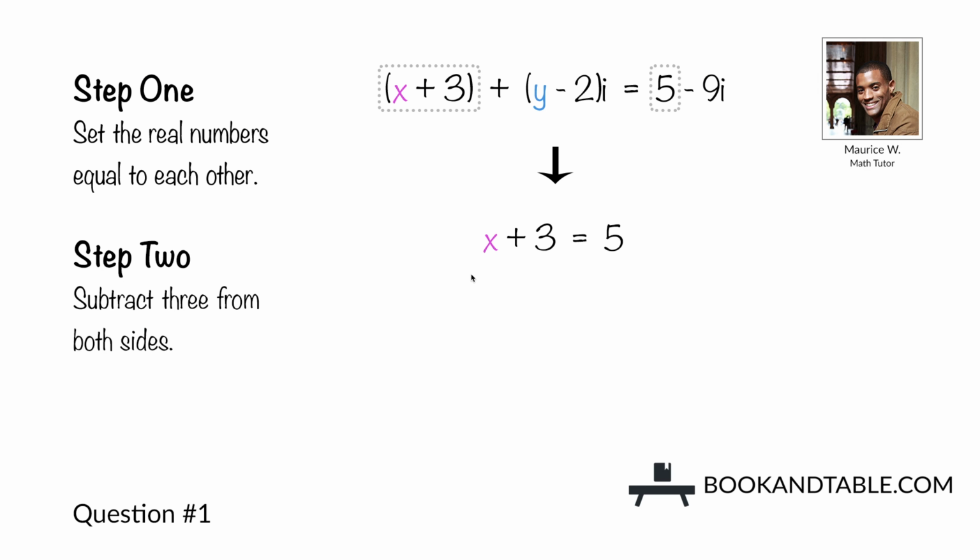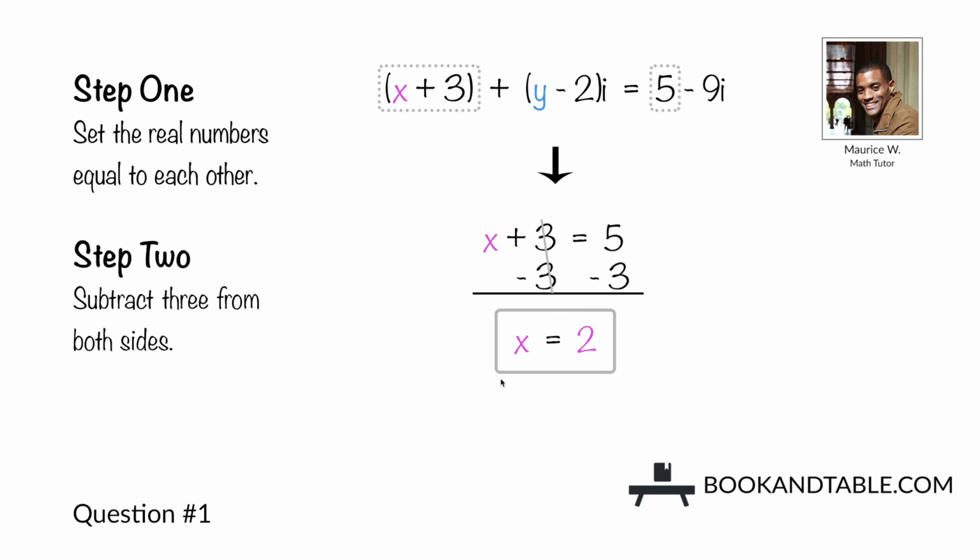Step 1, set the real numbers equal to each other. So on the left side, x plus 3 is the expression that represents our real number. So we'll put that on the left side here. And on the right side, 5 represents our real number. So we'll put that on the right side here. And now we want to solve for x. So we'll subtract 3 from both sides. 5 minus 3 shows us that x is equal to 2.